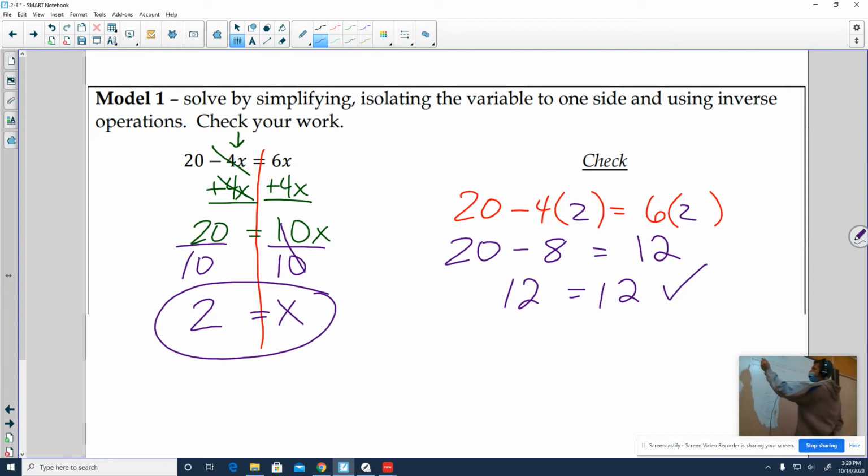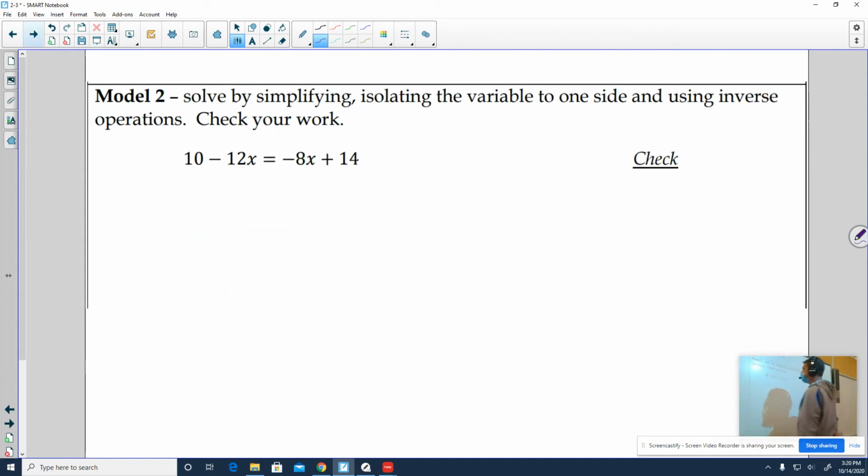Model number 2. Okay. 10 minus 12x equals negative 8x plus 14. Okay. So once again, step 1 is to simplify both sides. Look at the left. 10 minus 12x. Any like terms there? Nope. Right side, negative 8x plus 14. Any like terms there? Nope. Okay, so skip step 1. Step 2, isolate the variable.